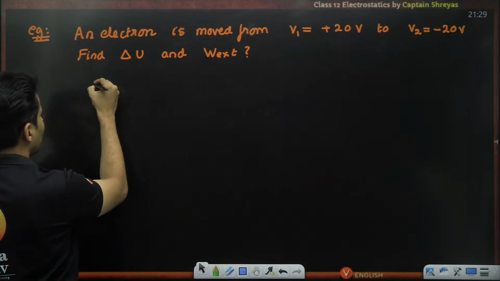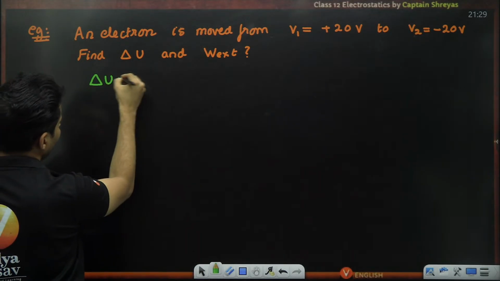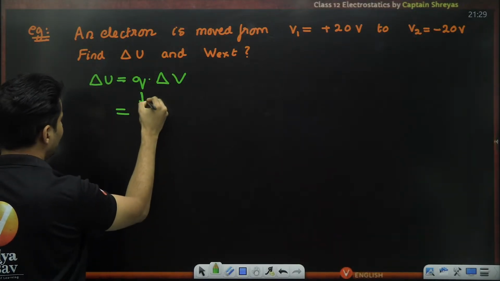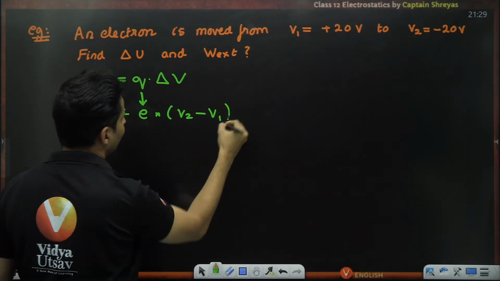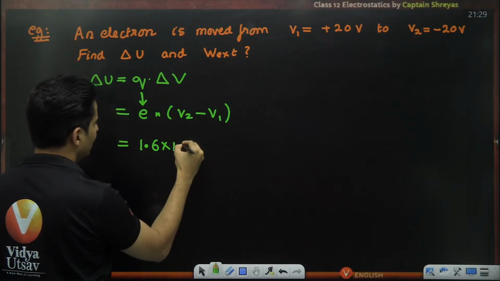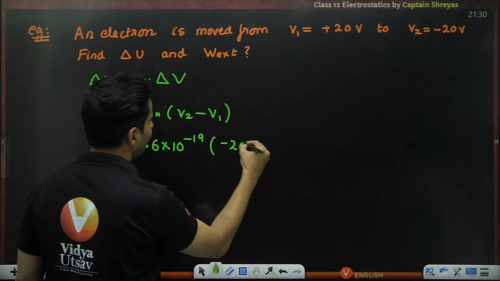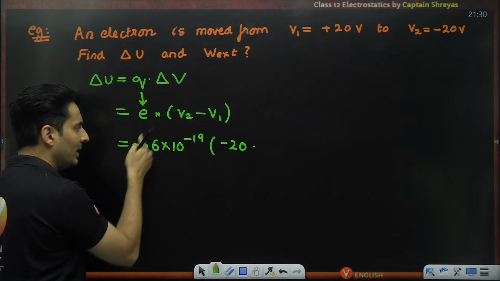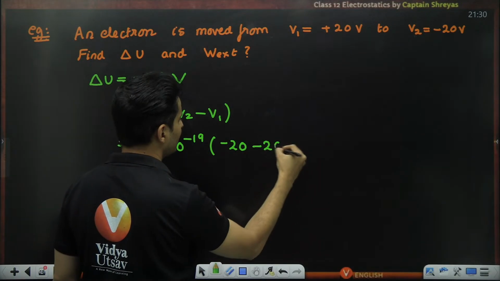Think about it. Because we want to figure out the change in the potential energy, which is the charge multiplied by the potential difference. The charge of an electron is basically e only. Potential difference means V2 minus V1, final minus initial. What is the charge? 1.6 into 10 to the power negative 19. And be careful, the charge of an electron is actually negative, it is negative 1.6. So we need to be aware of that. Final potential minus 20, minus initial voltage, which is plus 20.